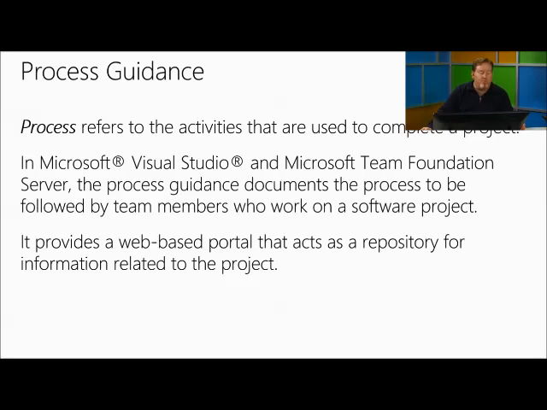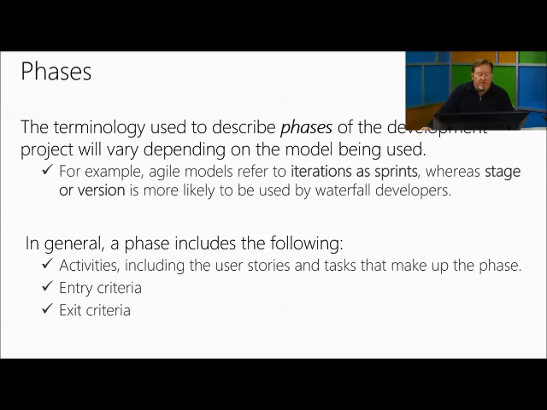So let's move into process guidance. Process is really the activities that are used to complete a project. Phases is a terminology that's used to describe the states of the different model that's being used. We've talked a little bit about this in regards to Agile and also for Waterfall. Agile refers to iterations as sprints, where stages and versions are really used by the Waterfall methodology. General phases include activities that include user stories and tasks that make up the phase. There's also entry criteria, exit criteria.